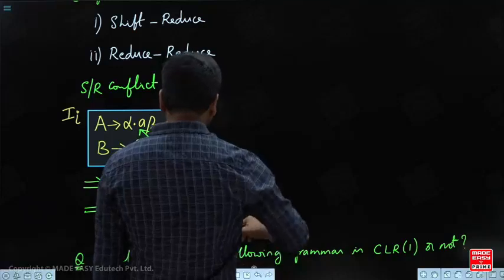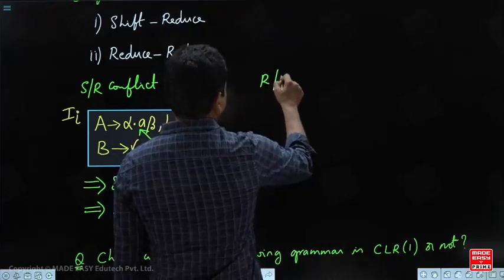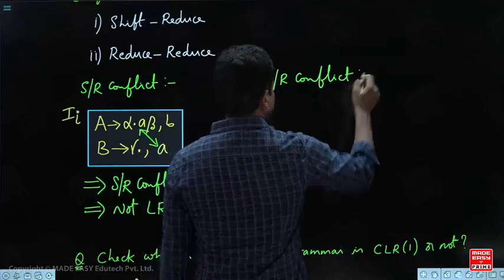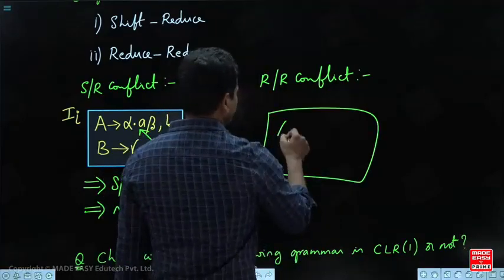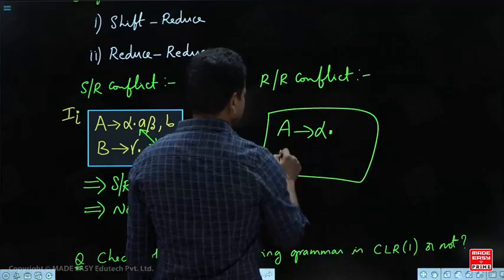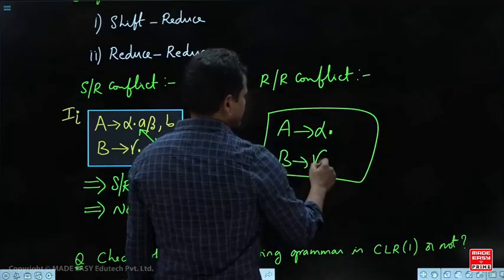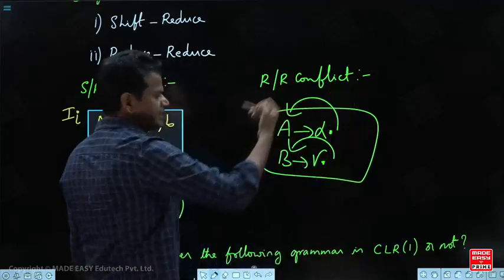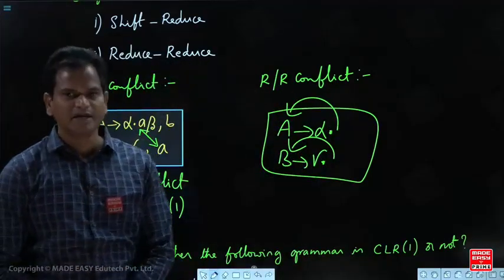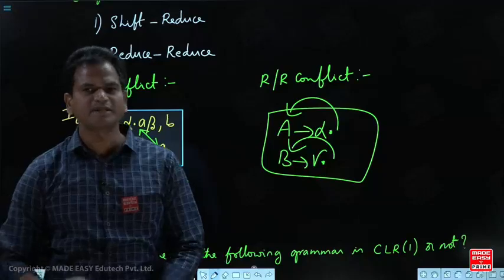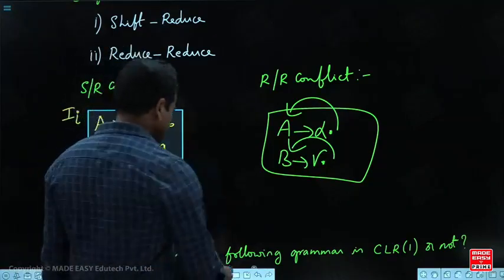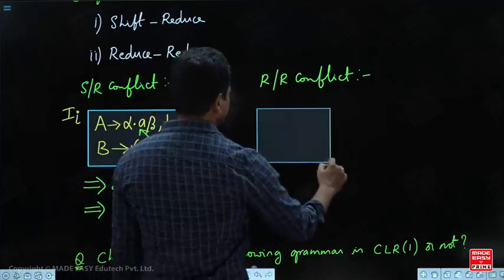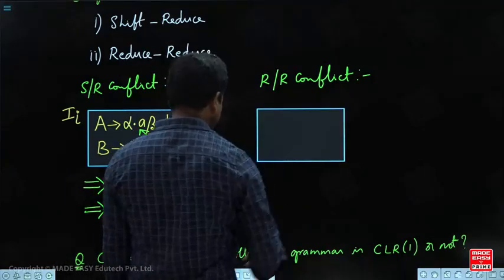Now reduce reduce conflict. Do you remember the reduce conflict in the case of SLR(1)? Two final items in the same state, and follow of A you just find, follow of B you find, if both have common elements, then only reduce reduce conflict. But in the case of CLR(1), you need not find any first and follow.